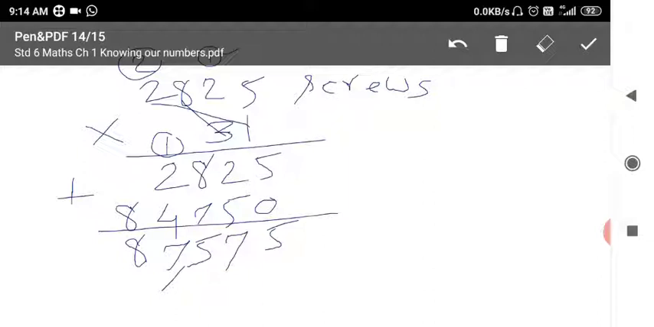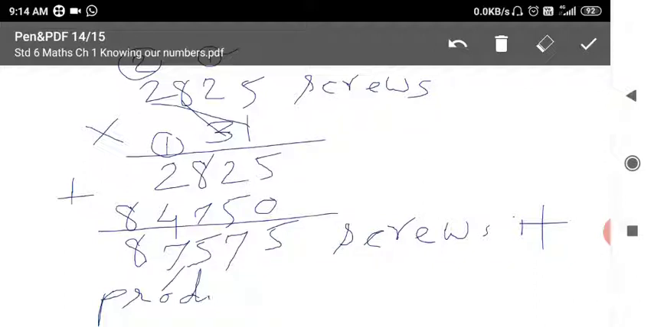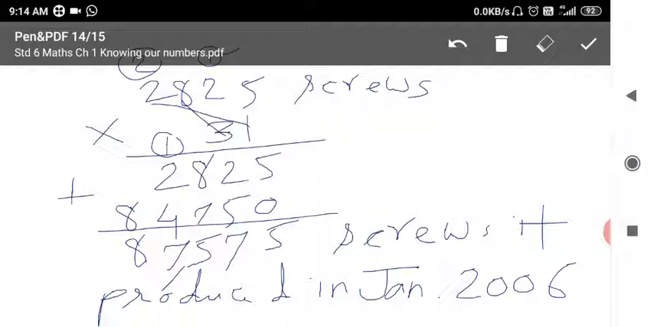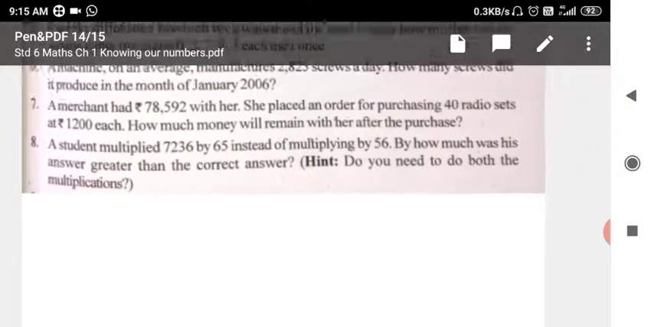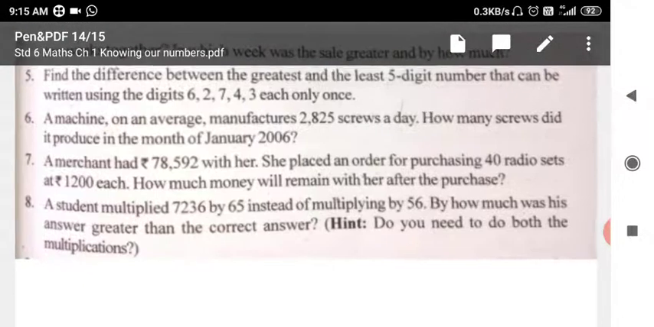This is the answer. So how many screws did it produce in the month of January? 87,575 screws it produced in the month of January 2006. So this is our answer. Now we are moving to the next question. Let's see what is the next question here.